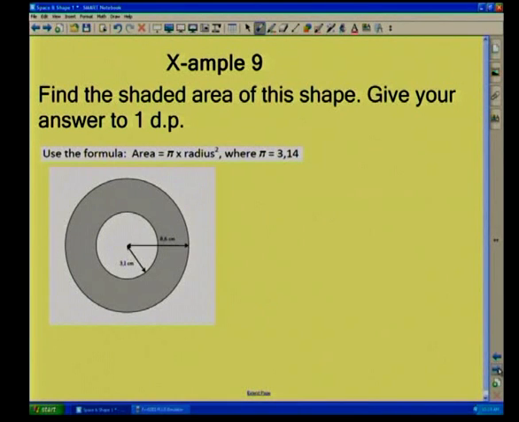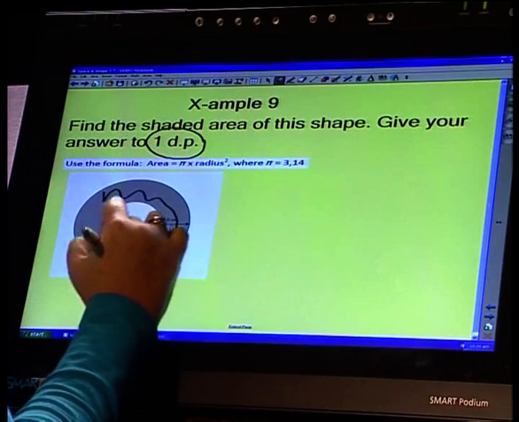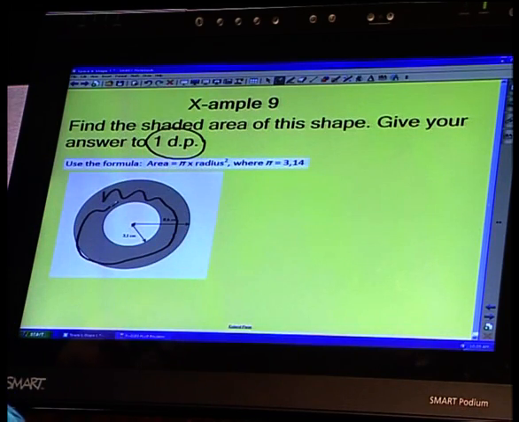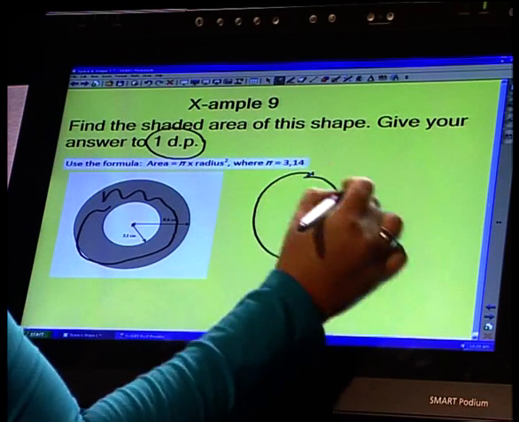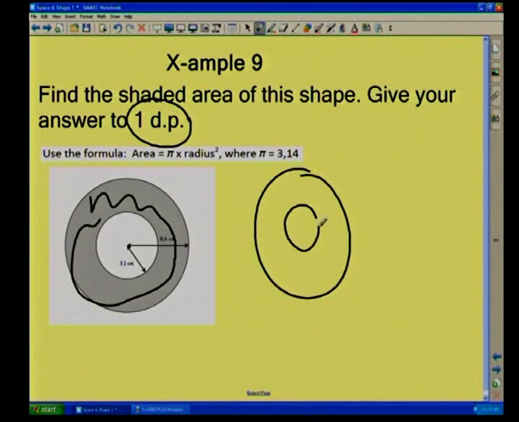Right, let's go on to a little bit more difficult question. This one is to find the shaded area of this shape. Give your answer to 1 decimal place. Again, at the end, you need to make sure that you have given it in the format that it actually has been asked for. Now, in order to work out this shaded area around the edge here, you need to have your big circle and you need to take away the little circle so that you can work out what that area is that is shaded.